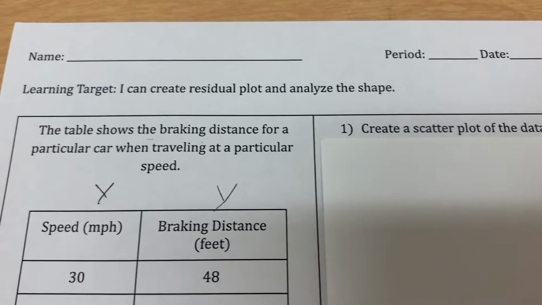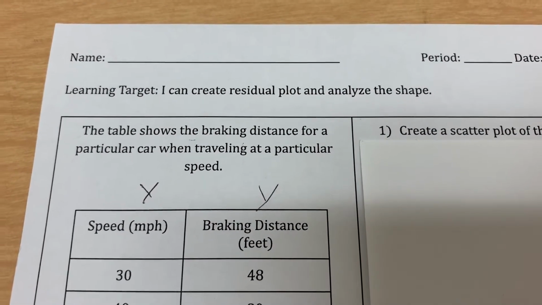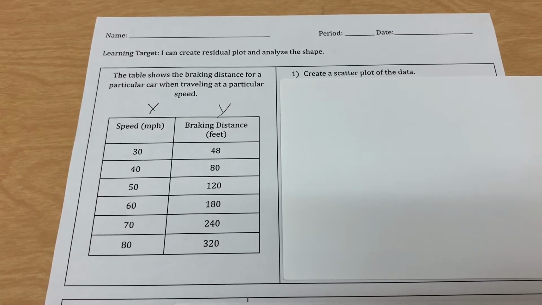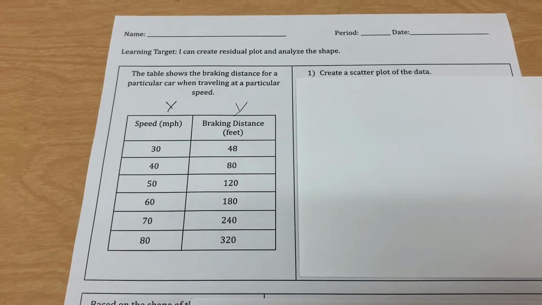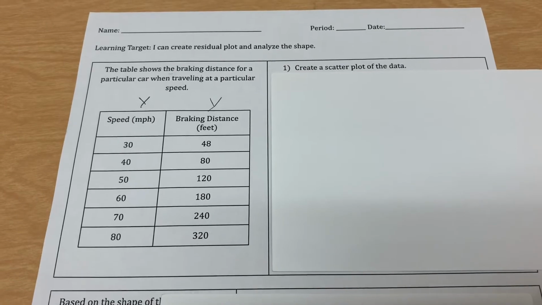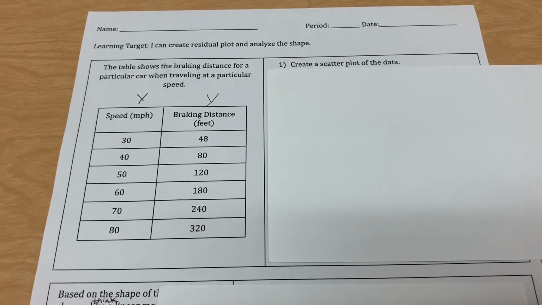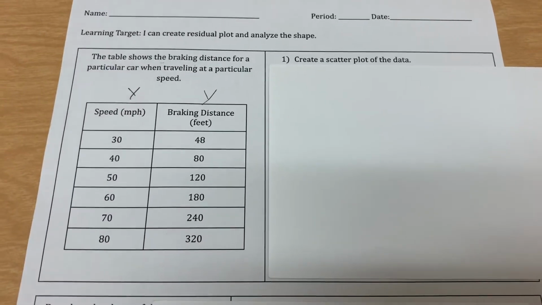Our learning target for the day is I can create residual plots and analyze the shape. Before you can create a residual plot, you have to make a regular scatter plot using a table of data, and you have to find the line of best fit. That is something we already know how to do, but I'm going to teach you how to use your graphing calculator. You're going to learn multiple things today.